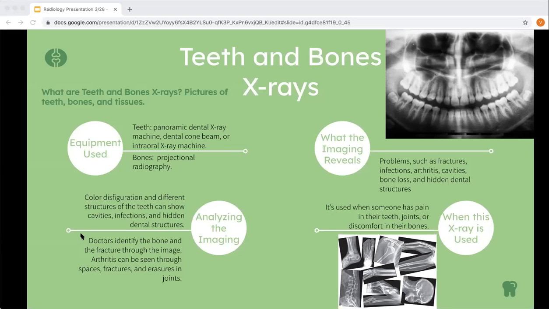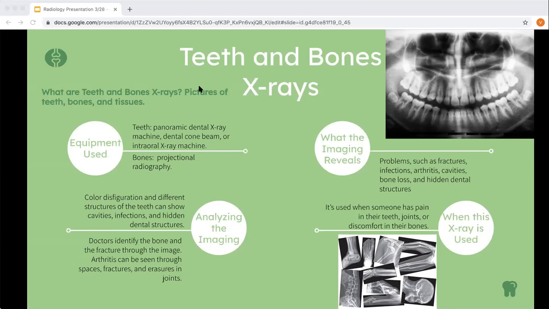These images then have to be analyzed in order to know what the problem is. In images of the teeth, the dentist looks for cavities, infections, and other hidden dental structures through color disfiguration and by seeing if there are different structures of the teeth. In images of the bones, doctors identify the bone, the fractured part of the bone, and the type of fracture as well as fracture displacement. Arthritis can be spotted through spaces, fractures, and erasures that can be seen in the joints through the X-rays.